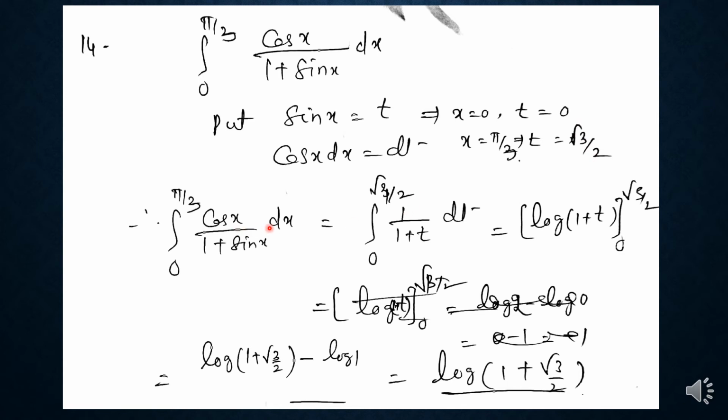Cos x dx can be written as dt, and 1 by 1 plus sin x is 1 by 1 plus t dt. So we have integral 1 by 1 plus x dx is log of 1 plus x, that is log of 1 plus t from 0 to root 3 by 2. Now by substituting the upper limit, put t is equal to root 3 by 2, that is log of 1 plus root 3 by 2, minus, now substitute the lower limit t is equal to 0, that is log 1, that is equal to log of 1 plus root 3 by 2, the solution.